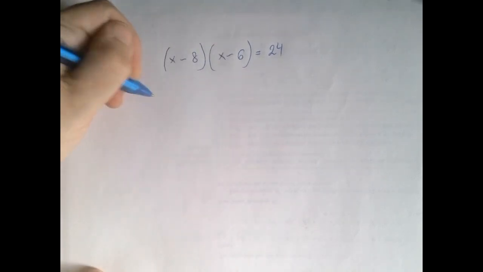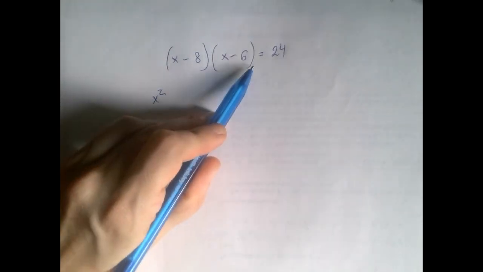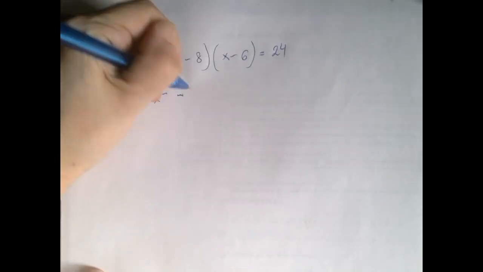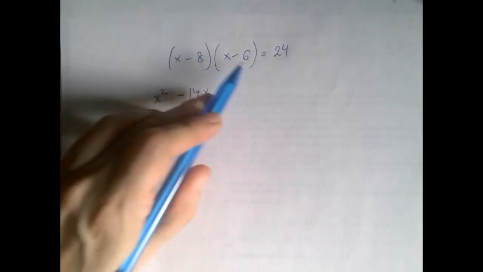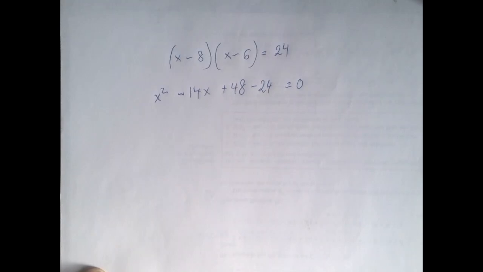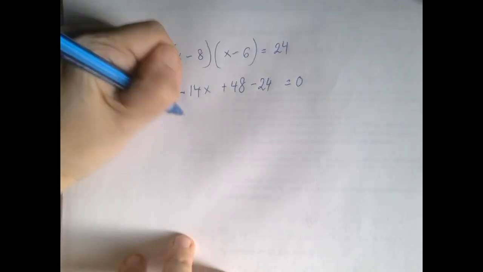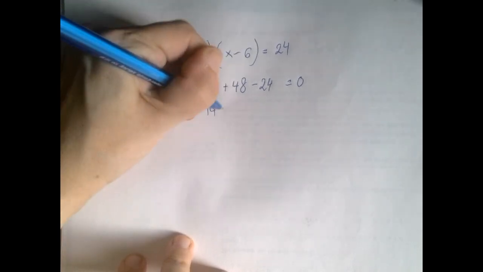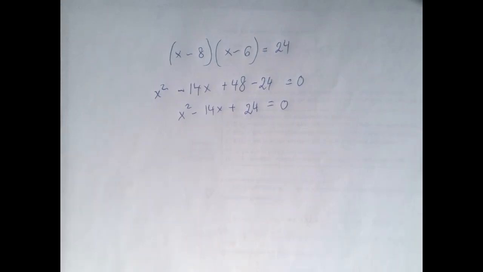So when we FOIL, we get x squared minus 6x minus 8x is minus 14x, and negative 8 times negative 6 is plus 48. And then we subtract the 24 to reduce one side to 0. And so we get x squared minus 14x plus 24. Okay. So the terms are organized by degree, and the leading coefficient is 1, which means this expression is ready for completing the square. So let's do that.